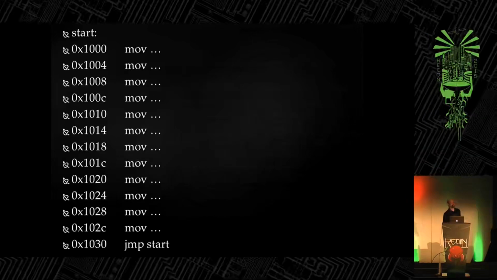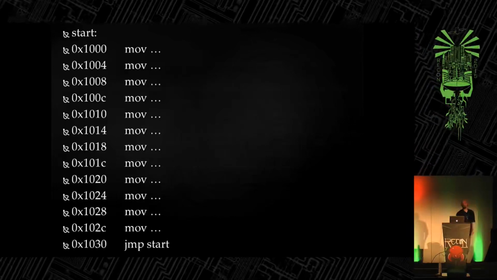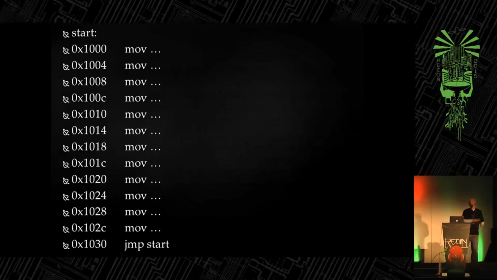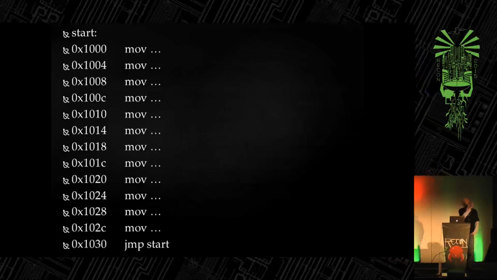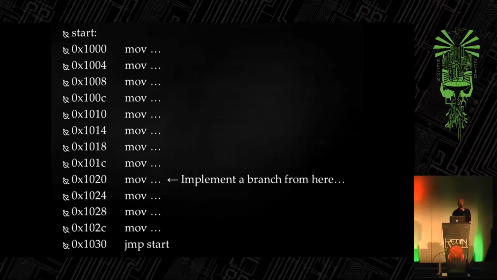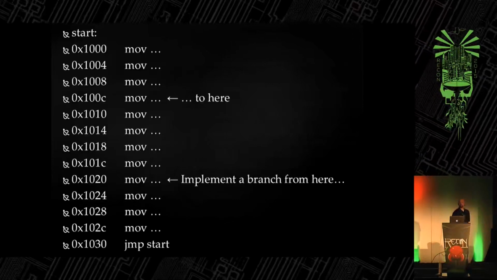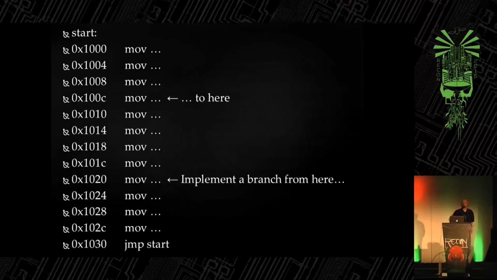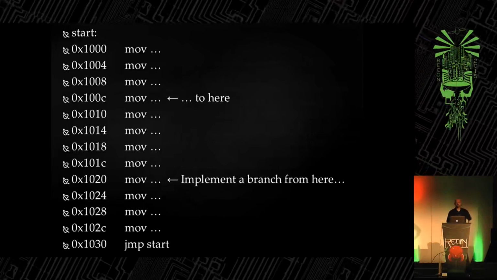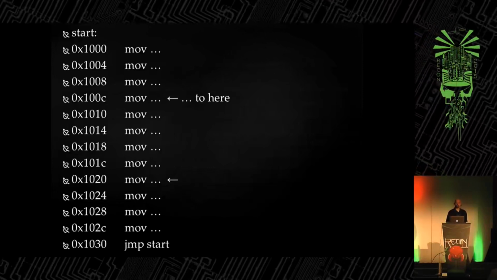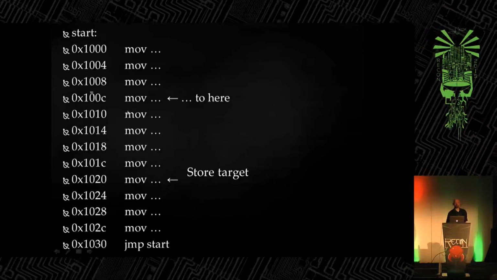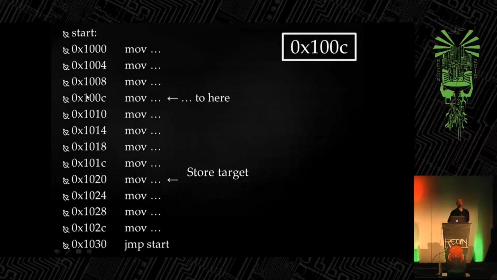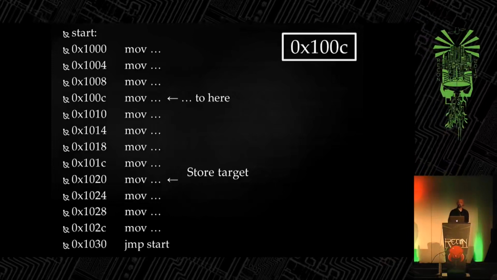So that's really, really complicated and a lot to take in at first, but it's pretty simple with an illustration. So this is what our program looks like. A whole bunch of moves followed by a jump back to the beginning. And these are just going to execute in a loop. And let's say I wanted to branch from this location in my program to this location in my program using only move instructions. It's actually not too bad. At this location in the program, we're going to store the target that we're trying to branch to. I'm trying to branch to address 100C. So we're going to store that somewhere at this location in the program.